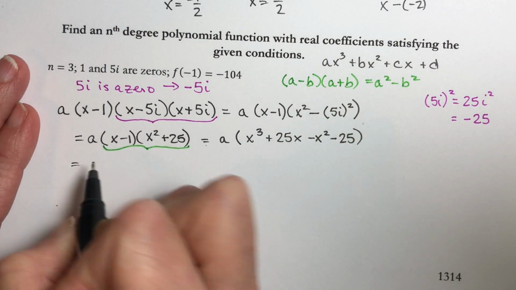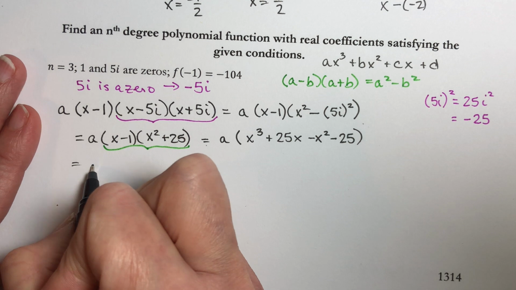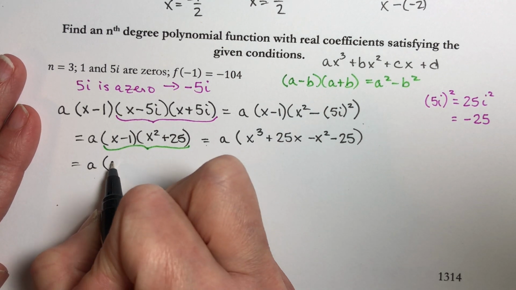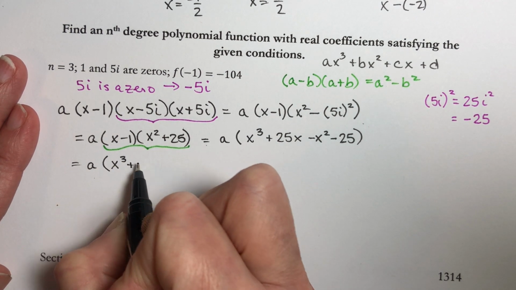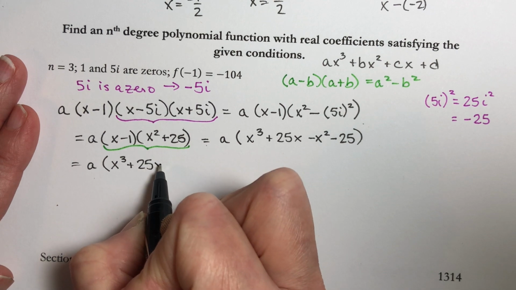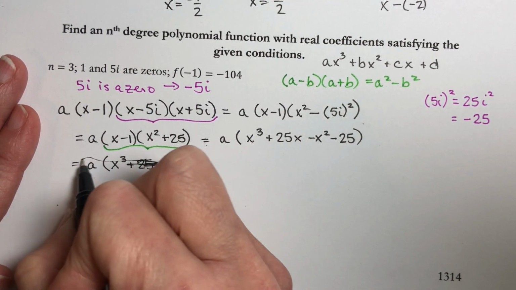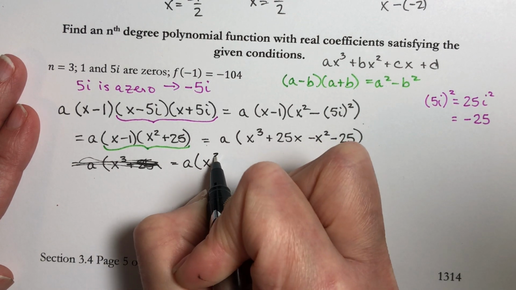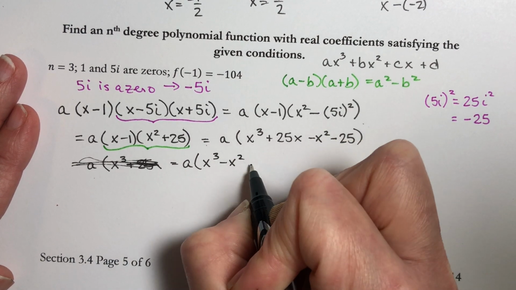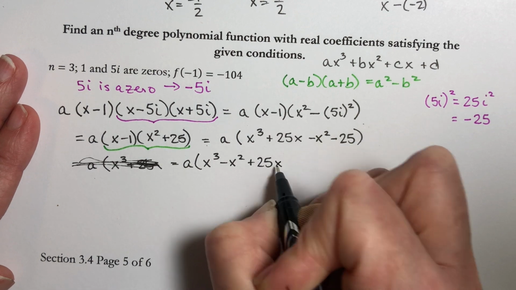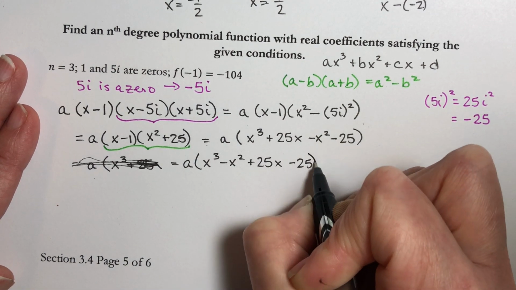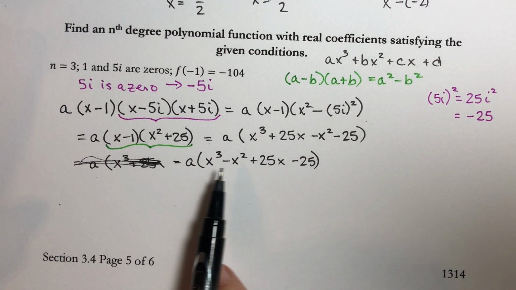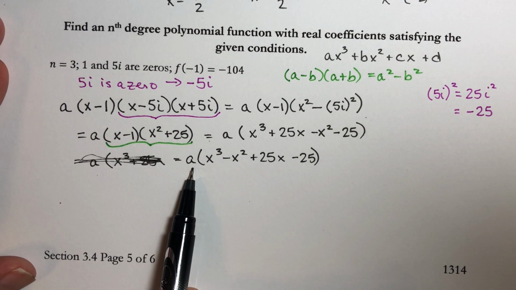Okay, now normally we write this in descending power order. Let me start all over again here. A times x cubed minus x squared plus 25x minus 25. Okay, now all we have left to do is to figure out what this multiplier is.